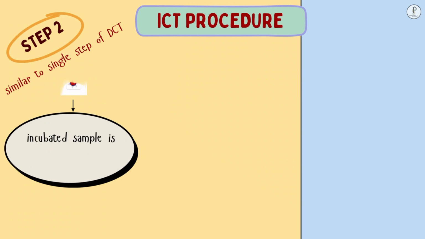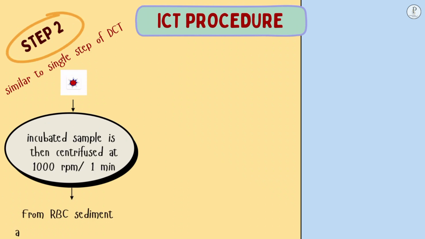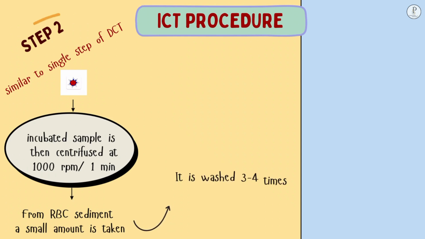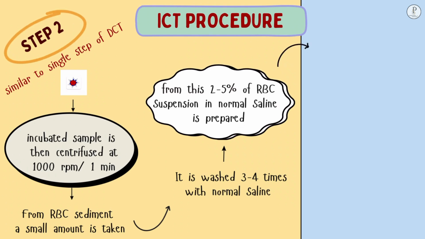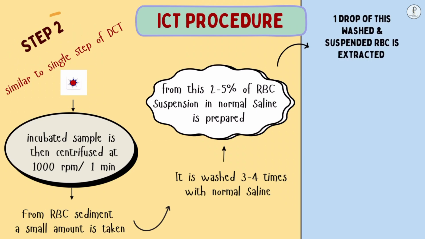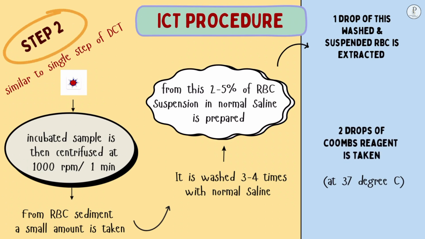The incubated sample is centrifuged at 1000 rpm per minute, from which RBC sediment in a small amount is taken. It is then washed 3 to 4 times with normal saline. From this, 2 to 5% RBC suspension in normal saline is prepared. 1 drop of washed and suspended RBC is extracted. 2 drops of COOMBS reagent is taken at 37 degrees Celsius and both are mixed.